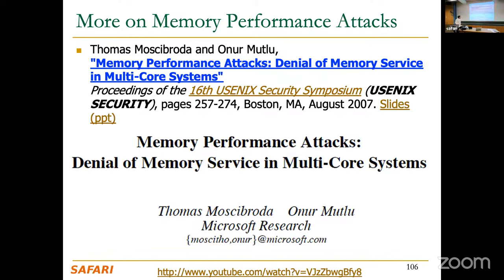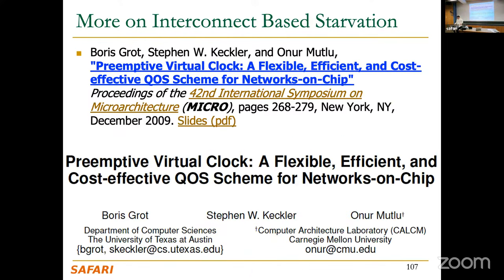These are the two papers. The first one is about the memory performance attacks where we had the streaming bully. This describes that attack. And this paper describes the other problem, the Black-Scholes stock option pricing problem, essentially.